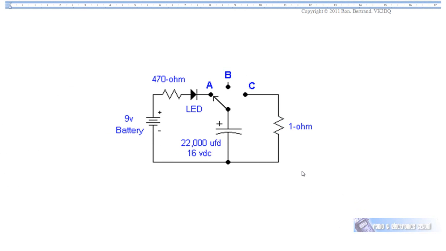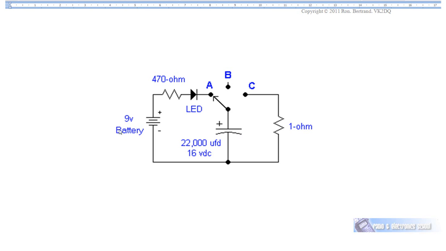In this schematic diagram, I've drawn a capacitor. It's an electrolytic capacitor, so it's got one side marked positive, and you'll notice that is connected to the positive side of the battery. If we reversed that connection, this capacitor would be destroyed. It's a 22,000 microfarad capacitor, and the voltage it can withstand is 16 volts DC. Put any more than 16 volts on this electrolytic capacitor and the dielectric will break down and it will explode.